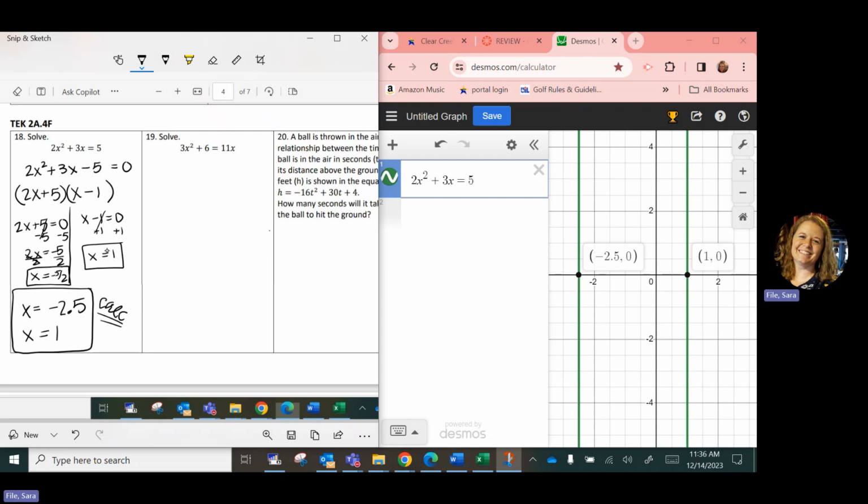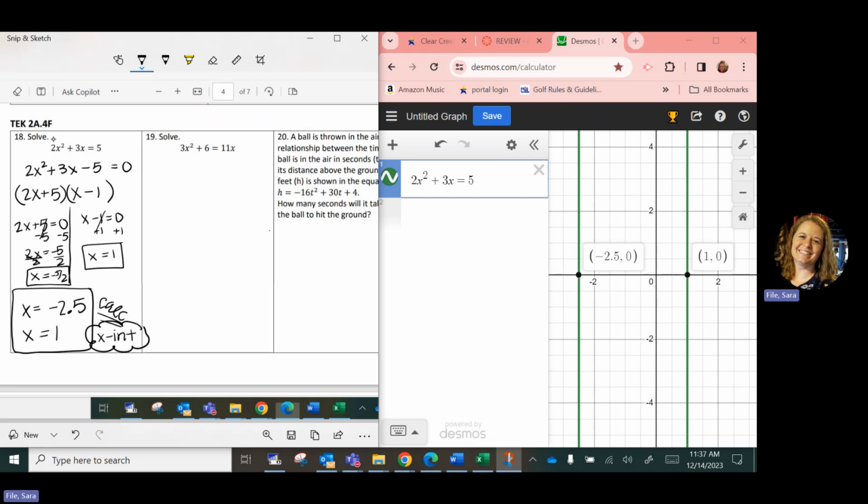You just need to be able to do it in the calculator. We are going to spend a lot more time going over this algebraic process, doing it by hand, when we come back in January. But for now, look at it in the calculator. You just have to know it is the x-intercepts that you're looking for when you solve a quadratic. When it just says solve, the solution is the x-intercept.